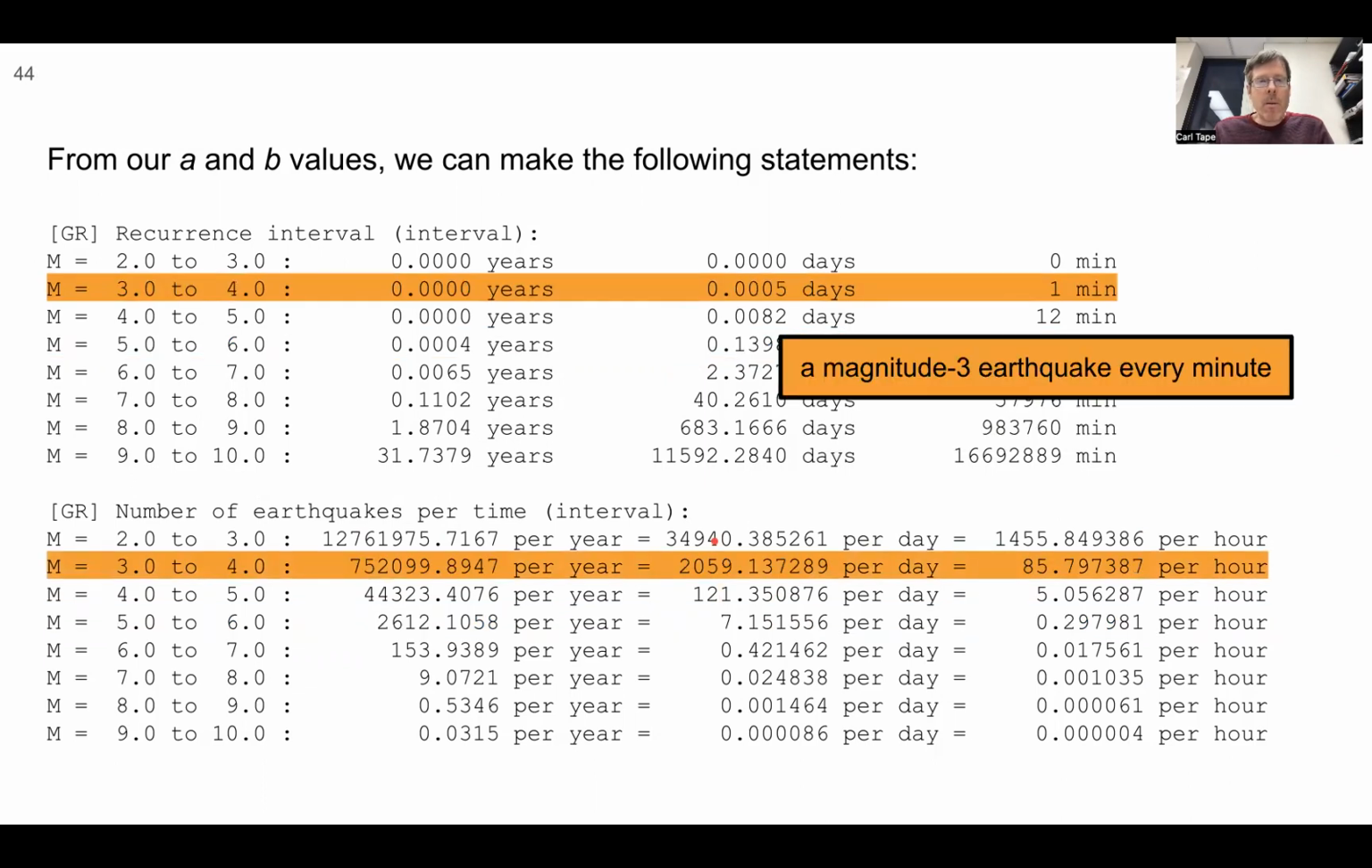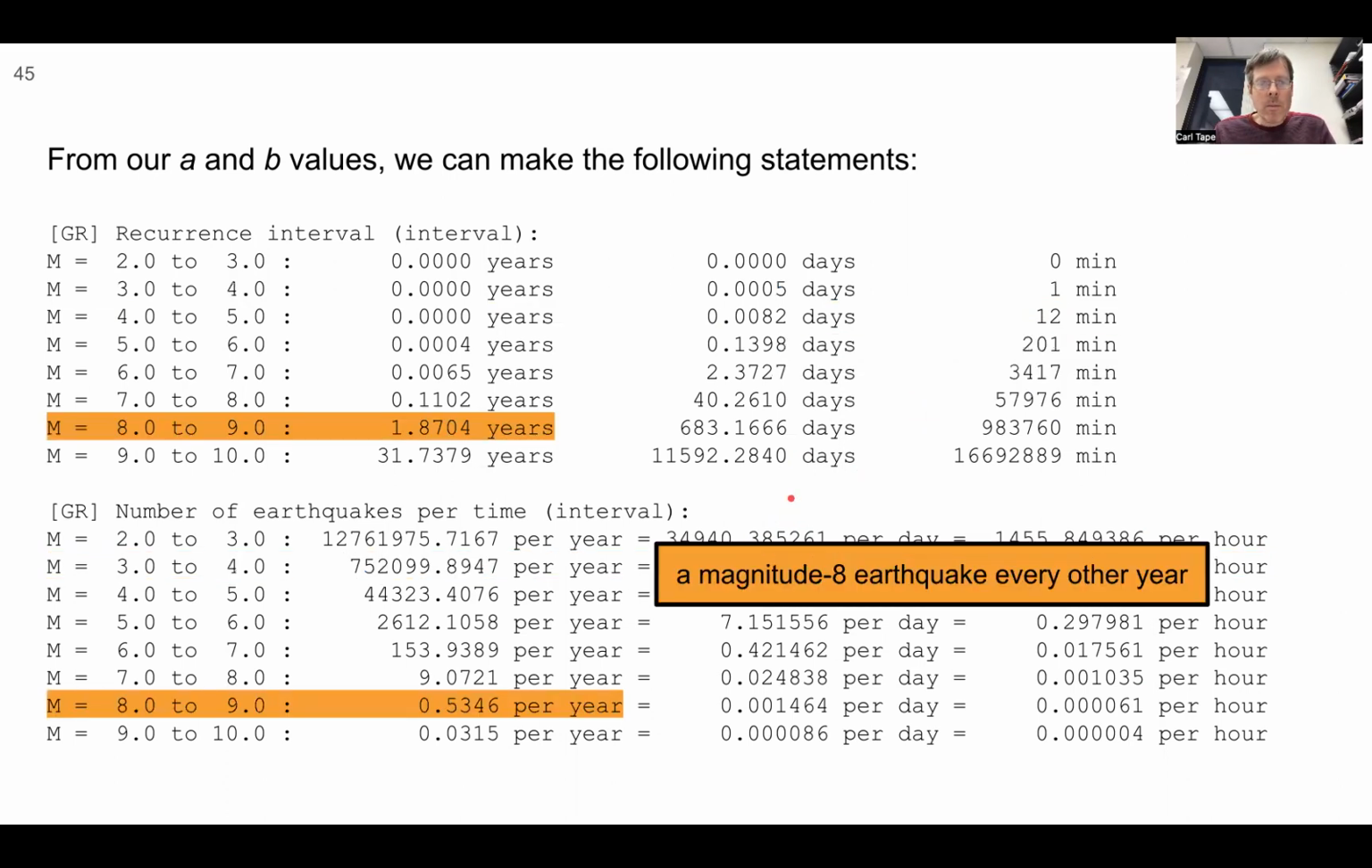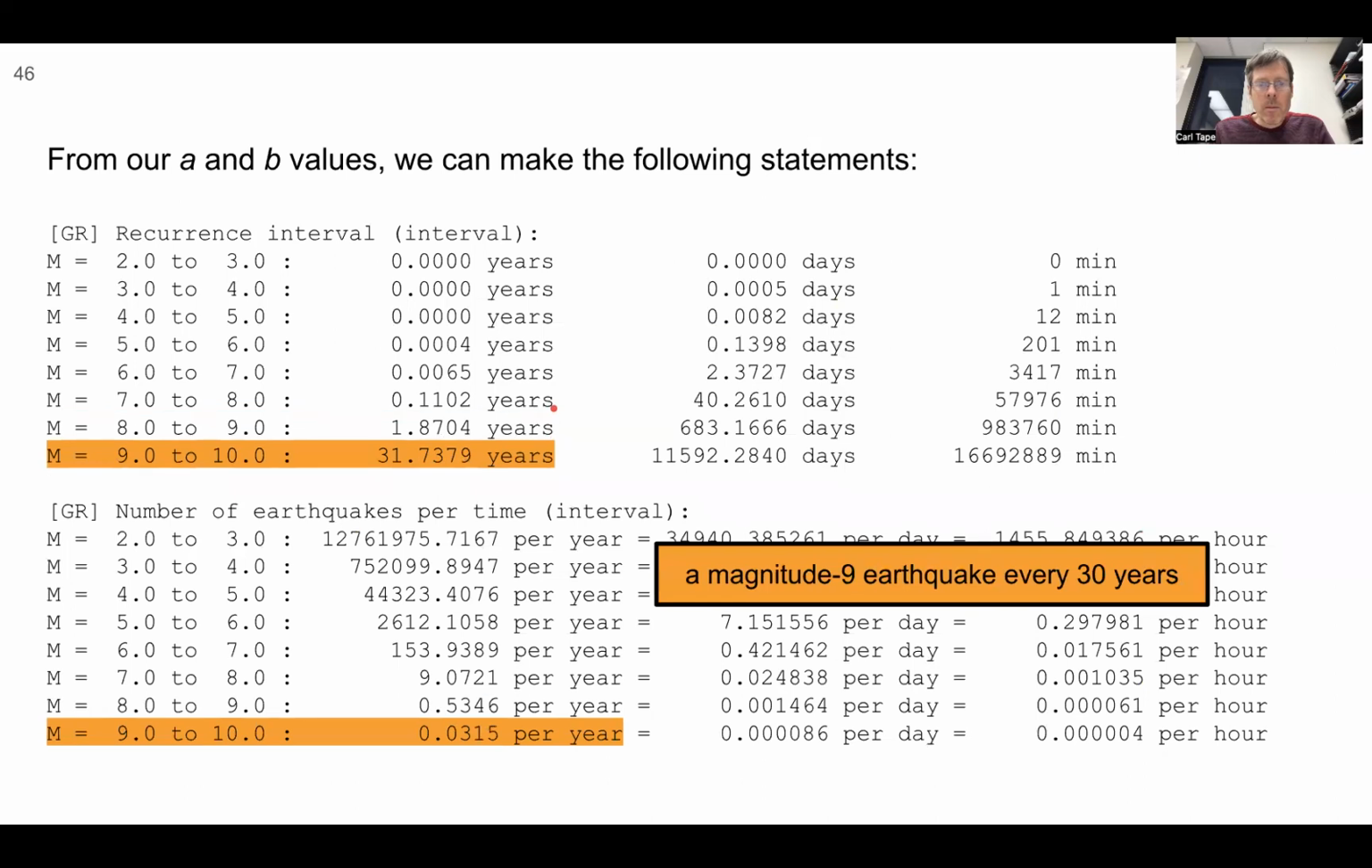Or we can say a magnitude 3 earthquake happens every minute, or 2,060 per day. These statements are directly derived from just the A and B value and the Gutenberg-Richter relation. Or a magnitude 8 earthquake every other year. So the recurrence is about 2 years. Or a magnitude 9 every 30 years.